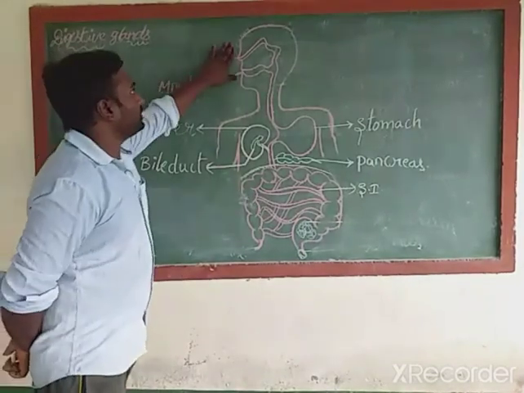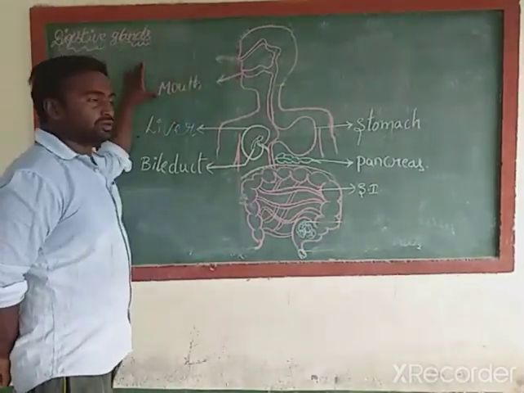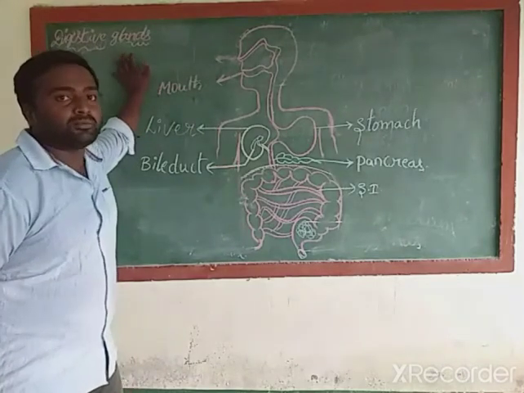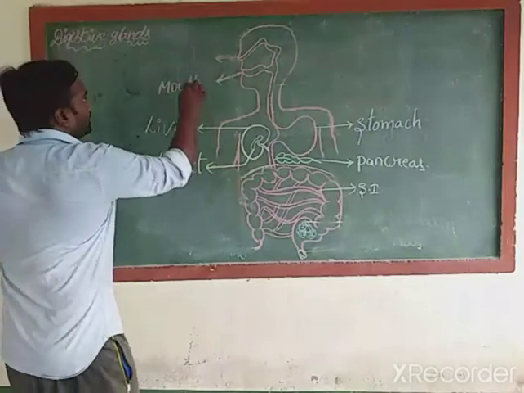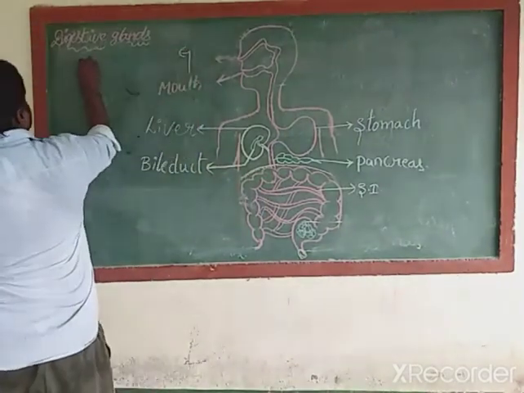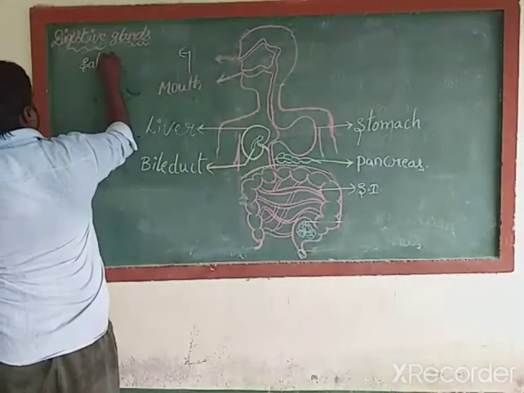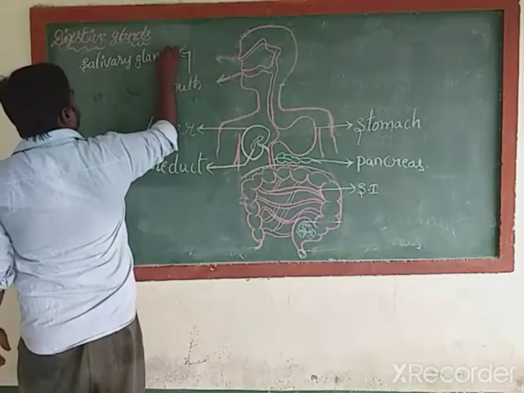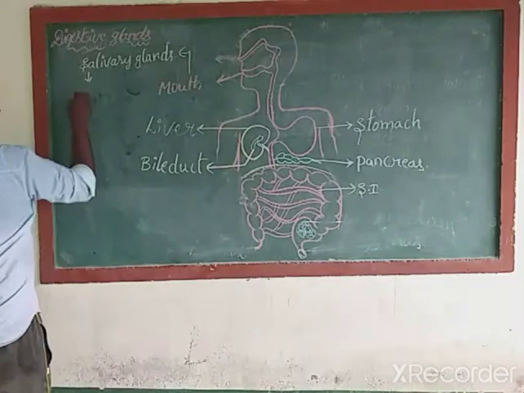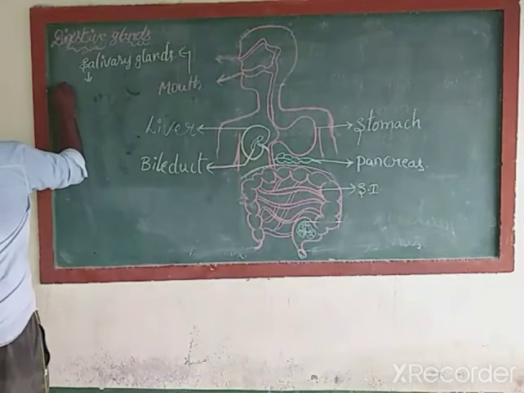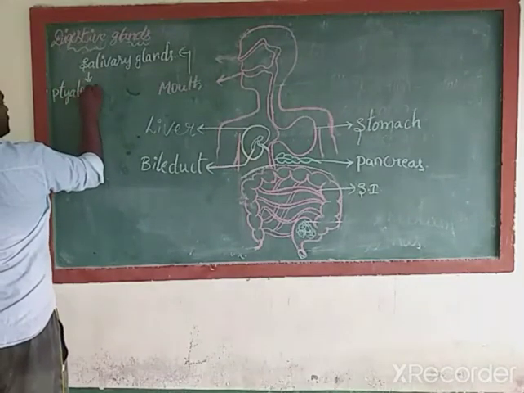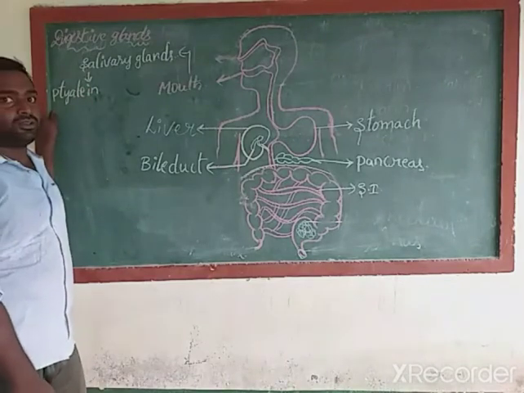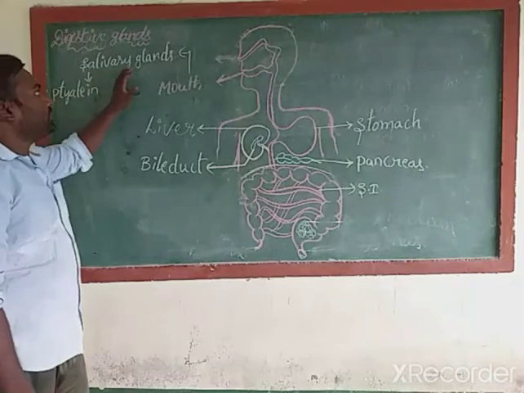First we will discuss the mouth. In our mouth there is a chance to see glands. Which glands? Salivary glands. These glands release a hormone. That hormone is called ptyalin. Which hormone? Ptyalin hormone. Ptyalin hormone can be seen in our mouth.